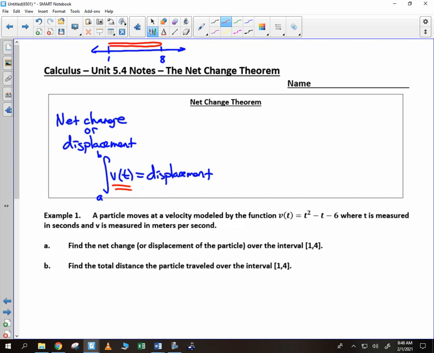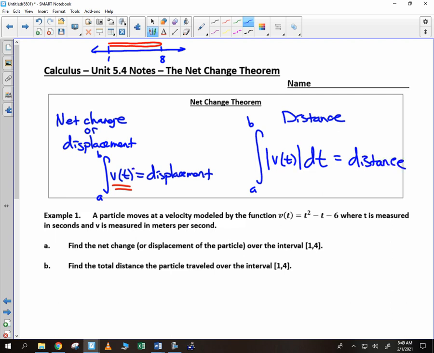And when you take the antiderivative of the velocity function, it actually gives us the position or the displacement, which is pretty cool. If you want the total distance, so you can see in that example that the distance is actually 14, then that would be the integral a to b of the absolute value of the velocity function dt. That's equal to the distance traveled. Forgot a dt over here.